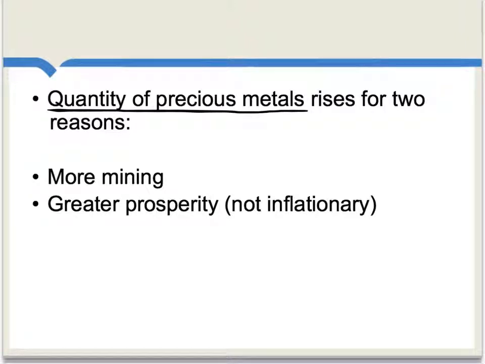So, for instance, the price inflation starting in the 16th century, Smith correctly attributes to more precious metals coming from the New World, and you could think of this as an example of more mining. But Smith notes there's a distinction between more mining, which will get you greater price inflation, and also there being a higher quantity of precious metals simply because nations have greater prosperity that will increase the demand for metals and also money. And Smith points out, again correctly, that this will not be inflationary per se.